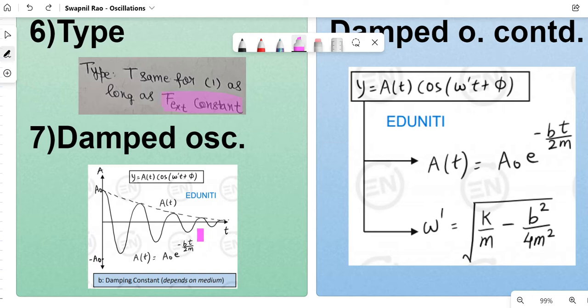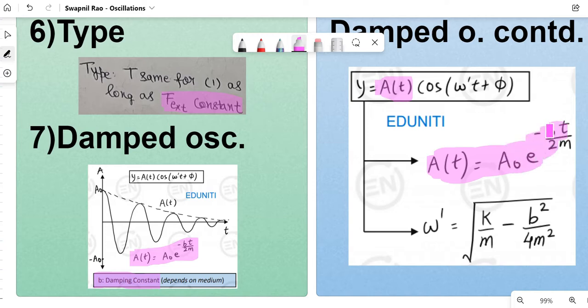It's basically when there is a medium. It depends on the medium, and that medium gives you b, which is the damping constant. In this case, A as a function of time will be equal to A naught, which is the original amplitude at the beginning, times e to the power minus bt by 2m, where b is the damping constant. It depends on the medium. In the same way, y is equal to A as a function of time times cos of omega dash t plus phi. It's the same formula as above, but you have to replace this with this, as you can see.